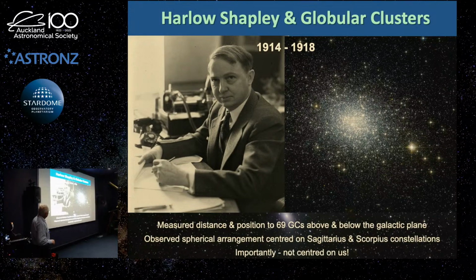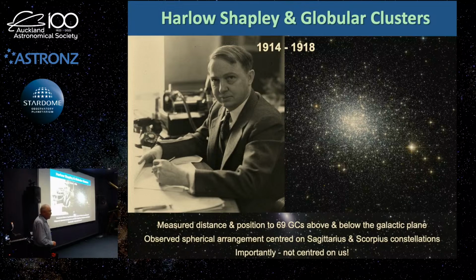He set out to measure the distance and the positions of 69 globular clusters. And he quite rightly concluded that if that's the Milky Way and you've got all these large blobs, these globular clusters, in an orbit and arrangement, they must be centered on the center of the Milky Way. It just made sense, because everything is centered on the center of everything. So he got 69 globular clusters above and below the galactic plane, and he observed indeed they were arranged in a spherical formation, but they weren't centered on us.